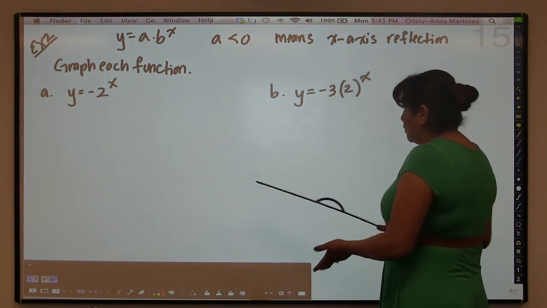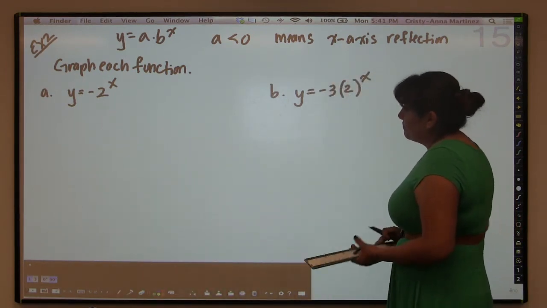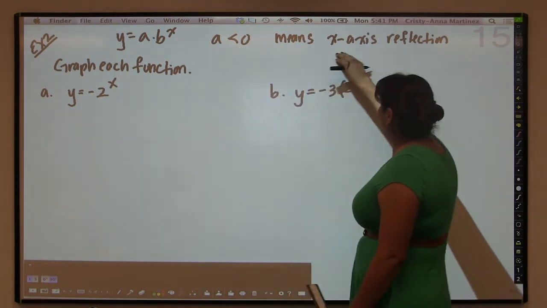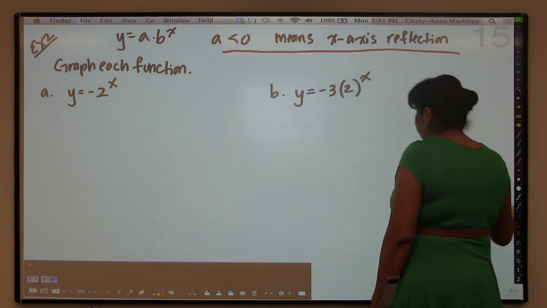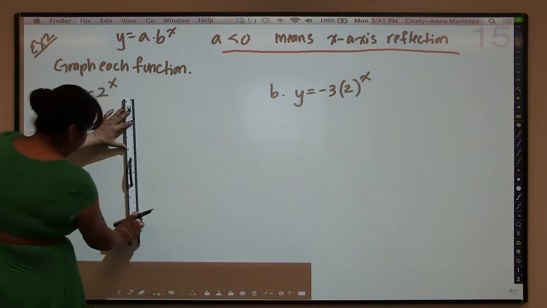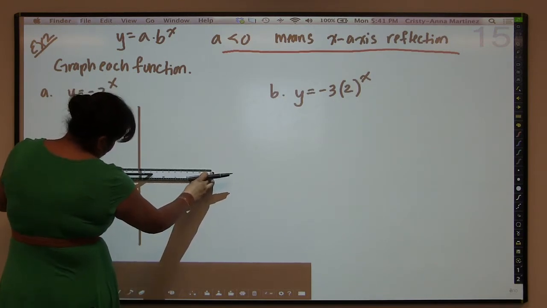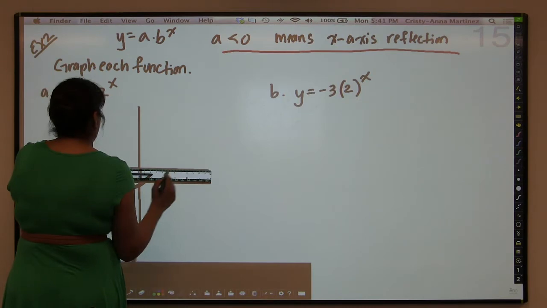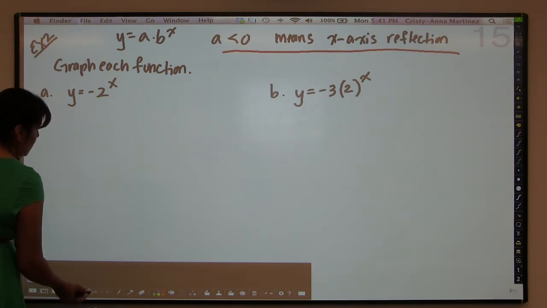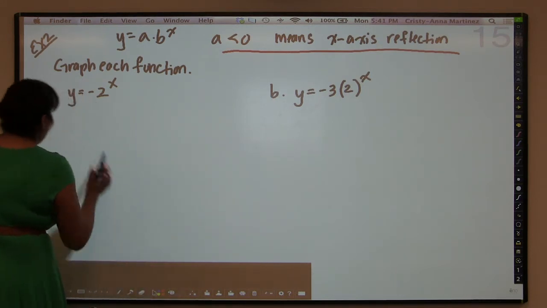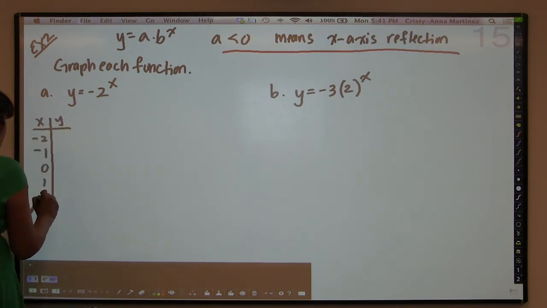Now again, these are the same two functions that I graphed earlier, only now it's -2 to the x and -3 times 2 to the x. So if the a value is negative, basically means that you're going to have an x-axis reflection. But I am going to show you how that works as I graph these functions here. So let me get my axis going here. Okay. Actually, ixnay that. I'm going to start off with my t-table because then that will determine how wide I make my x and y. So I'm going to go -2, -1, 0, 1, 2 again.